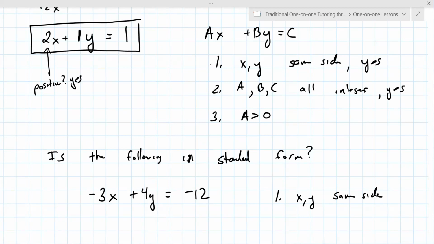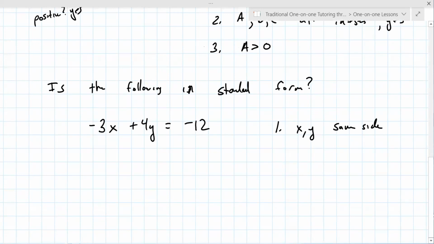What I'm really asking you to do is go through this list, 1, 2, and 3. So I'm trying to do that with you. Are x and y on the same side of the equal sign? Yeah, they are. Okay, so that's good. Are the numbers in front of x, y, and on the right, are they all integers?